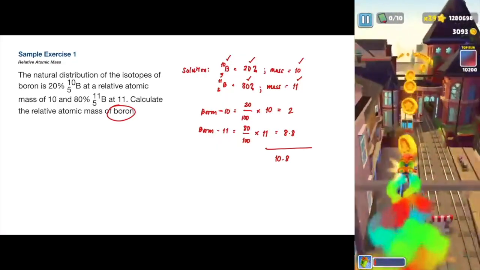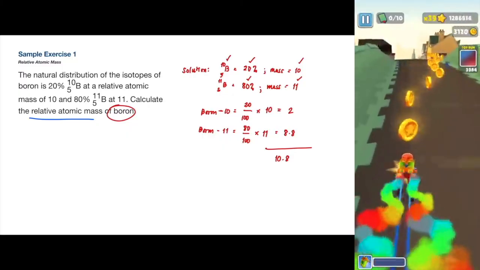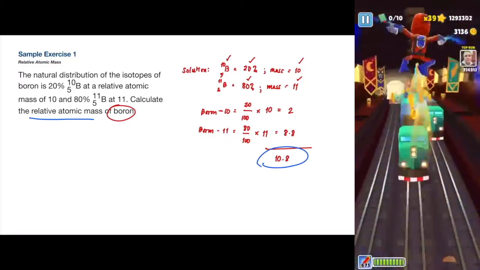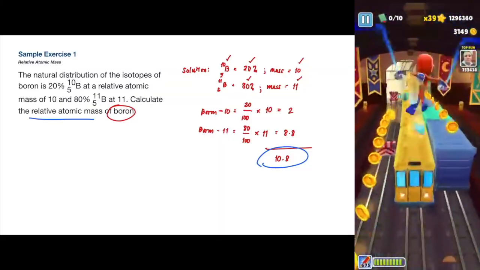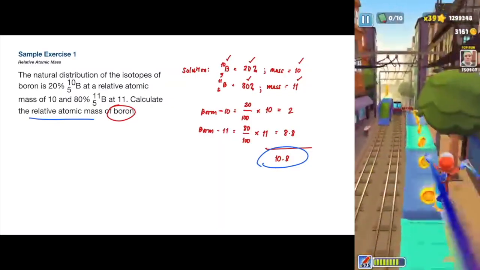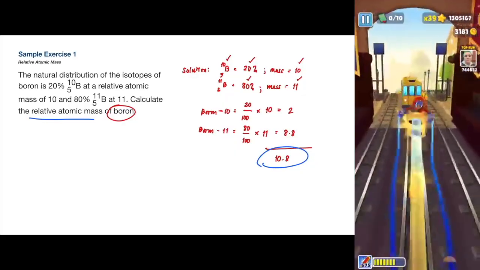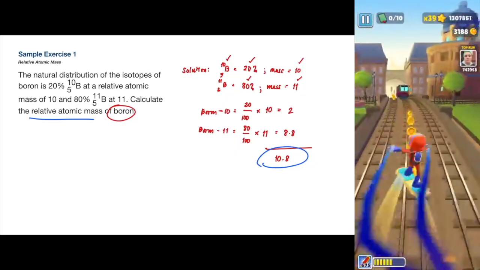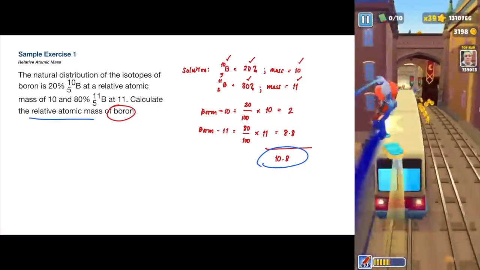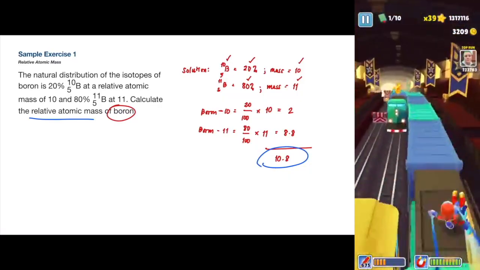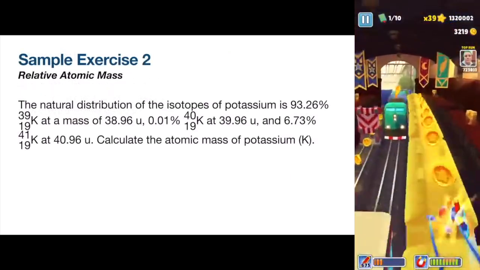And as we can see, since we're talking about the relative atomic mass of boron, which is 10.8, this means that boron is 10.8 times heavier than 1/12 of a carbon-12 atom. And since it is a relative atomic mass, which is a ratio, it doesn't have a unit. So simply 10.8. Let's have another one.